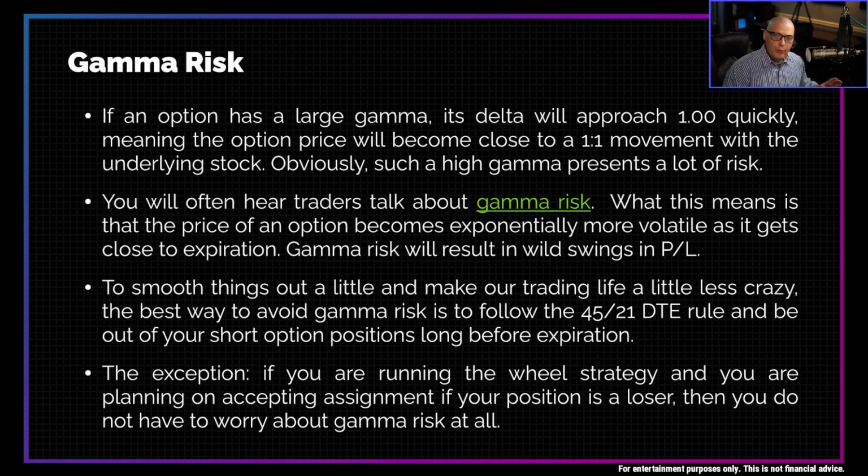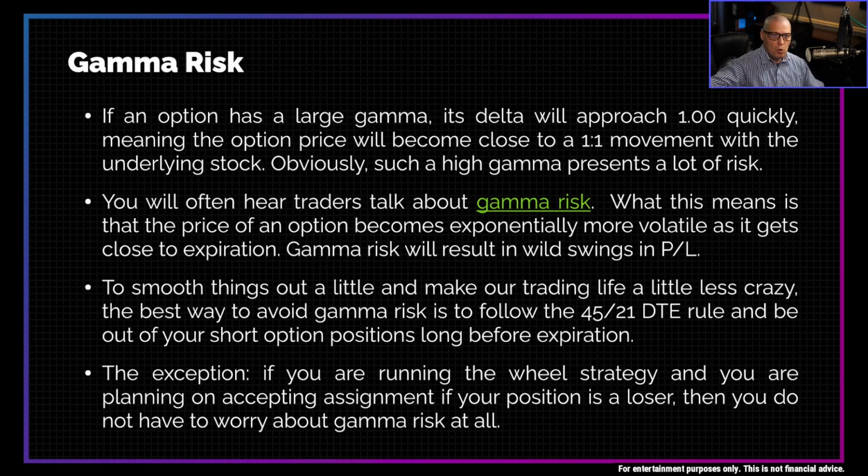And as always, to smooth things out a little and make our trading life a little less crazy, the best way to avoid gamma risk is to follow the 45-21 DTE rule. What that means is put on your options positions at 45 days to expiration and be out of them at 21 days to expiration. Why? It's because at 21 DTE, that's 3 weeks from expiration.